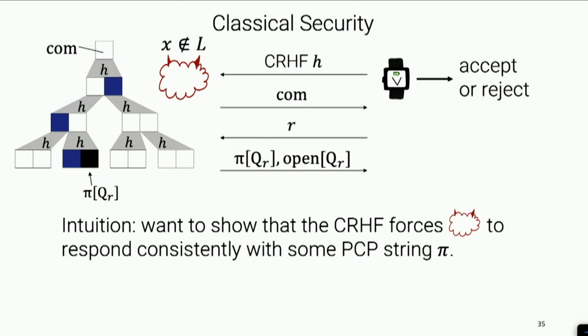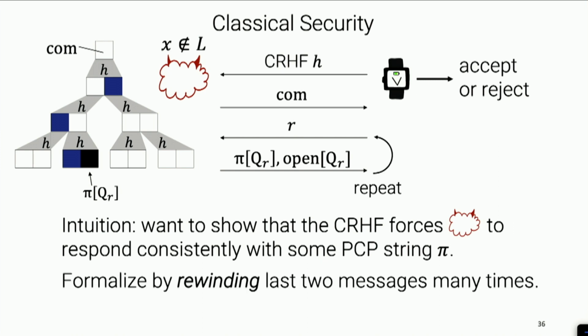Okay, so how do we show that this protocol is actually doing something? We're going to argue that by rewinding the prover many times for the last 2 messages.